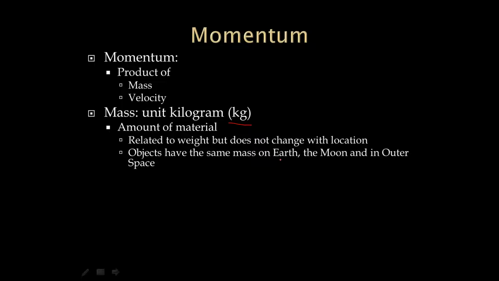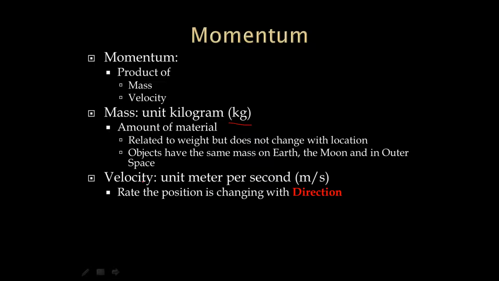Objects have the same mass whether they're on Earth, the moon, or in outer space. Where their weight may change, the mass doesn't. If I were to count up all the atoms inside there, they're the same in all those places. But the weight would change, but the mass stays the same.